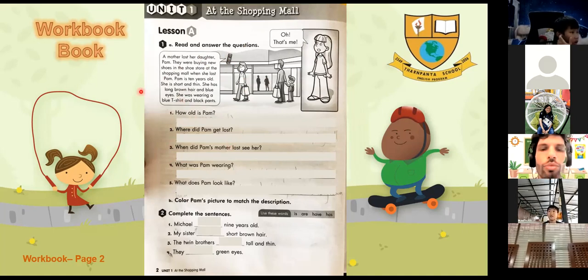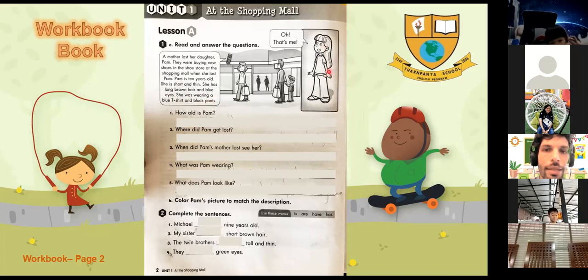Okay, I'm going to read. I want you to listen, also read with me, and then we're going to answer some questions. So listen, pay attention. The speaker says, a mother lost her daughter, Pam. They were buying new shoes in the shoe store at the shopping mall when she lost Pam. Pam is 10 years old. She is short and thin. She has long brown hair and blue eyes. She was wearing a blue t-shirt and black pants.